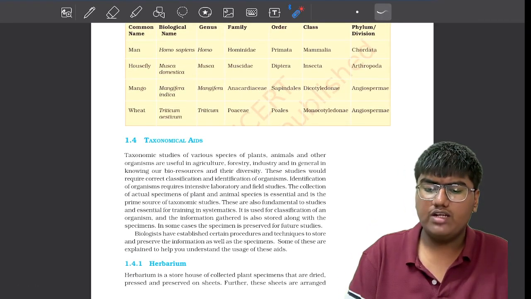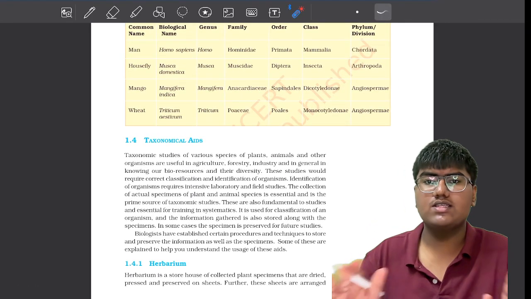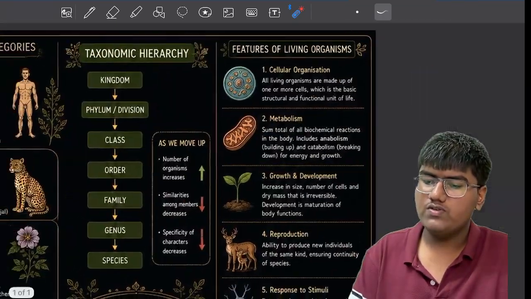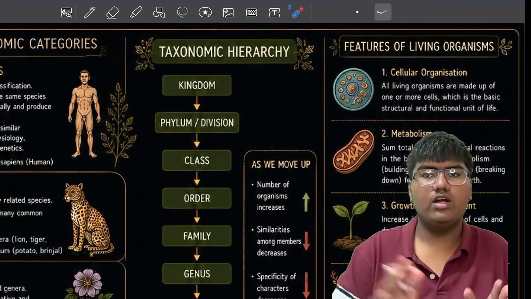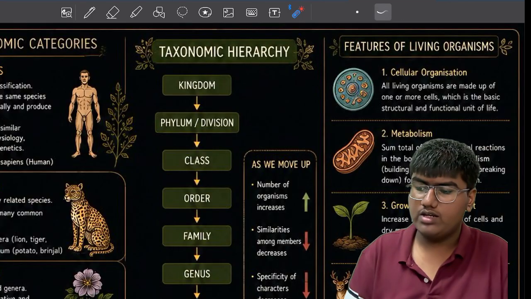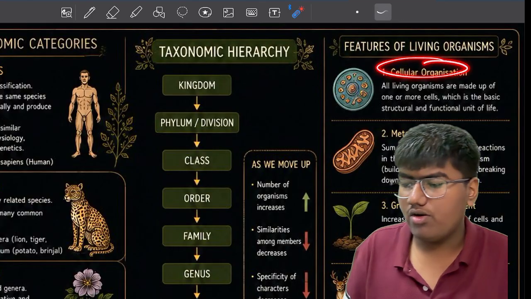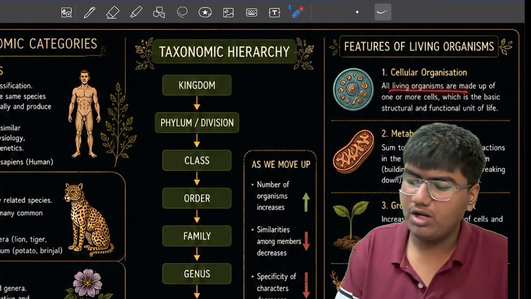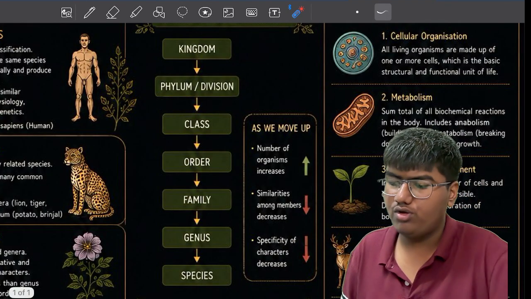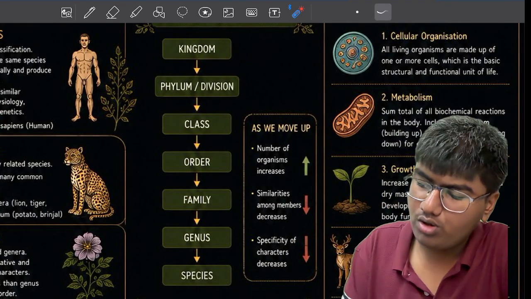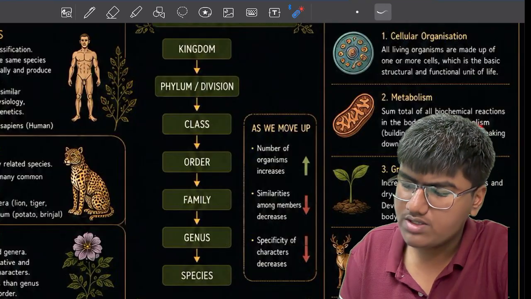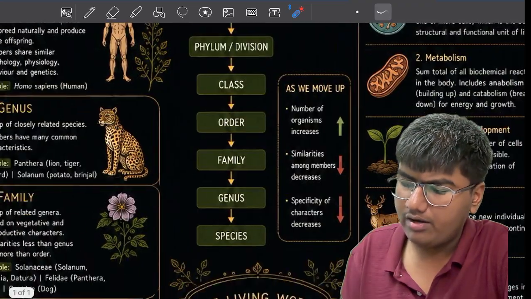Because taxonomic aids are not present in our chapter, let's just summarize the whole chapter with the help of a mind map. First we understood what is living, and then we saw features of living organisms. Let's start now. Cellular organization: all living organisms are made up of one or more cells, which is the basis of structural and functional unit of life. Metabolism is the sum total of all biochemical reactions in a body, and includes anabolism and catabolism.